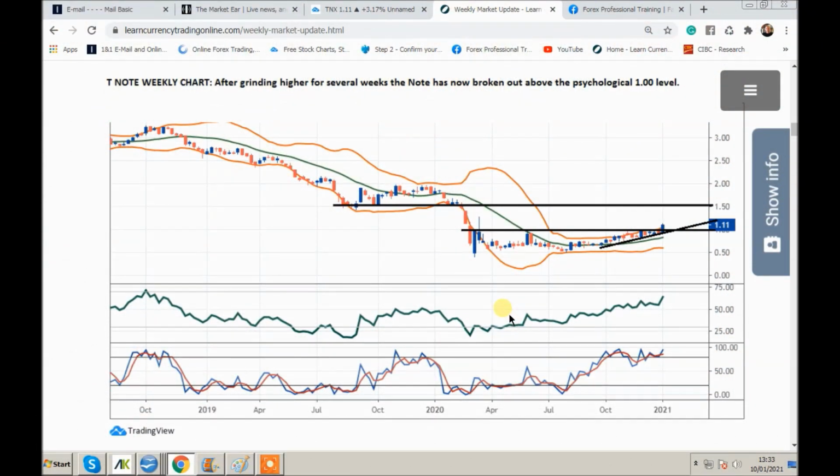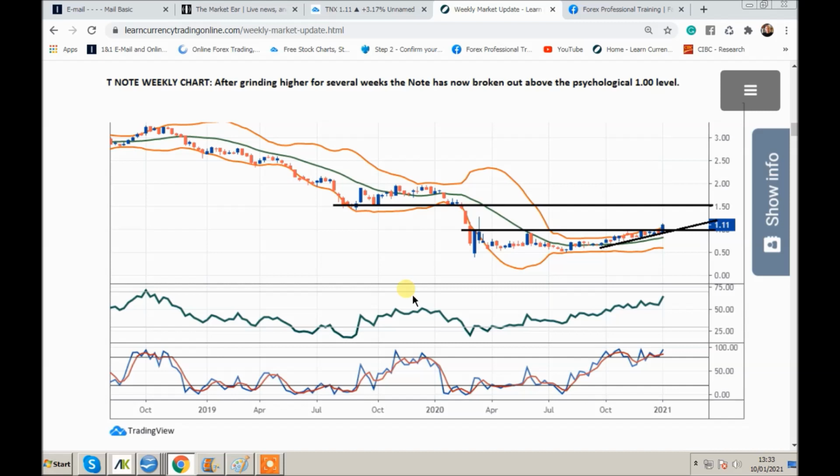Right, before we go and look at the technical levels in the FX pairs, I want to look at why bond yields are so important. So right, let's go and take a look at the trade setups. I'm just going to look at some charts in relation to bond yields and why they are so important.